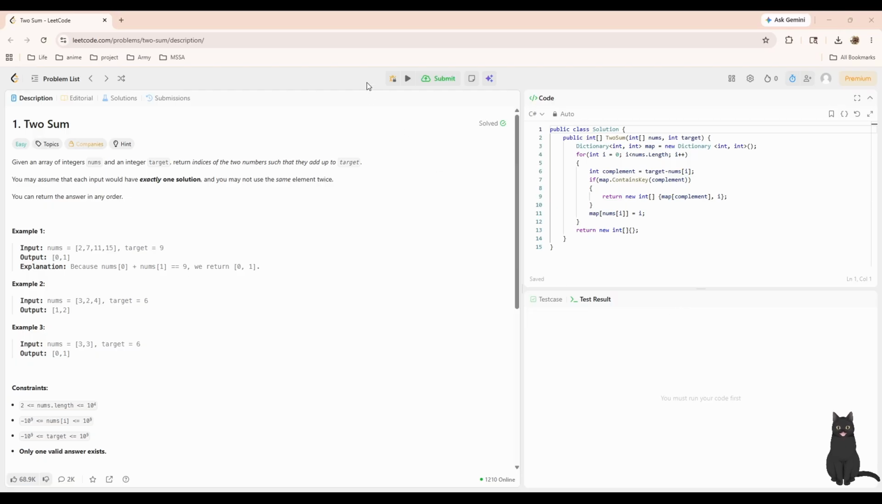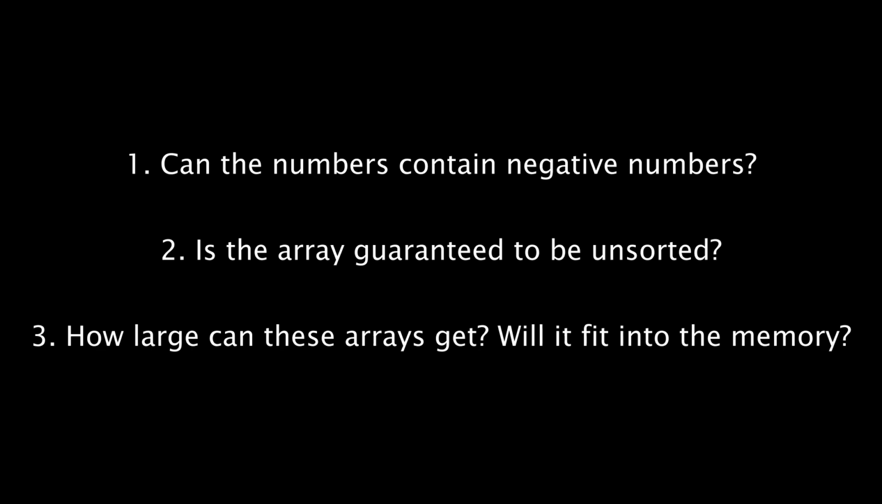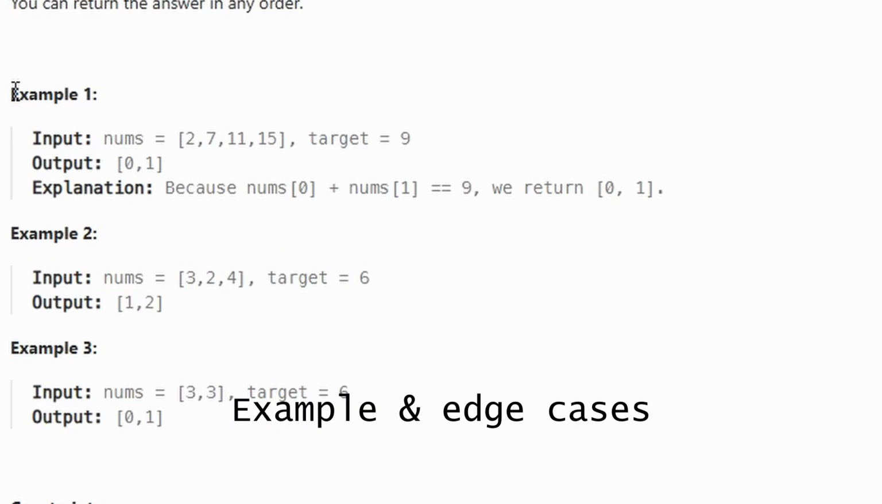So some of the questions that we can ask here are, can the numbers contain negative numbers? And is the array guaranteed to be unsorted? And how large can these arrays get? Will it fit into memory? We'll start with example 1.